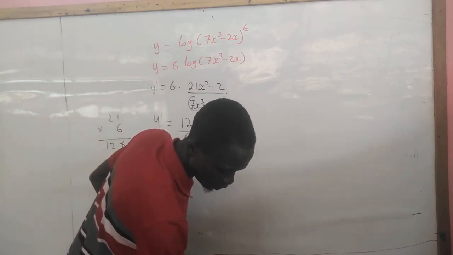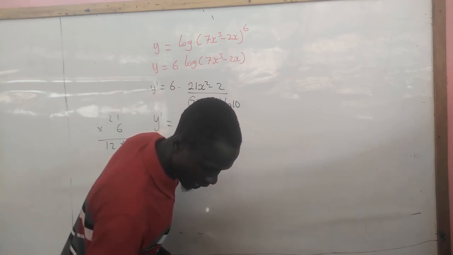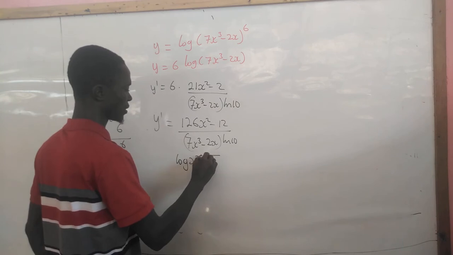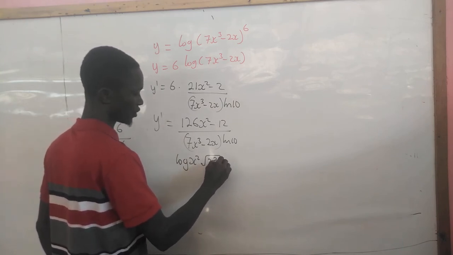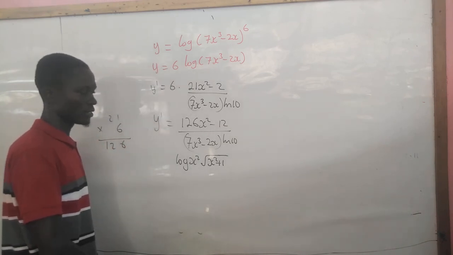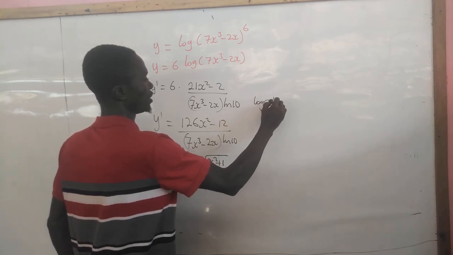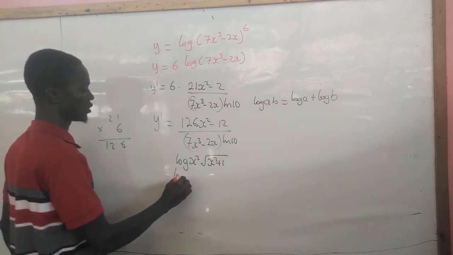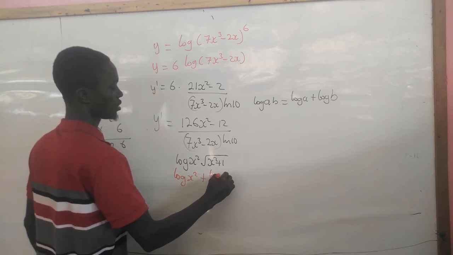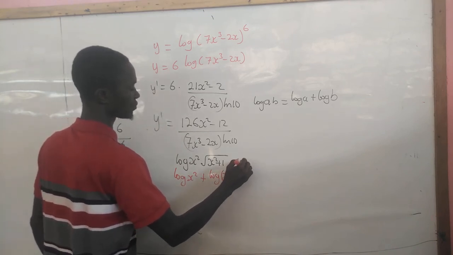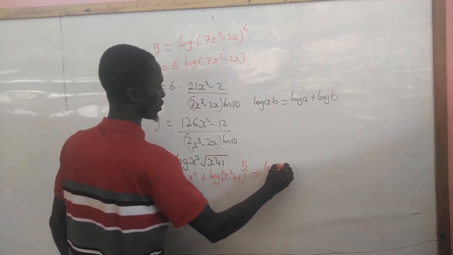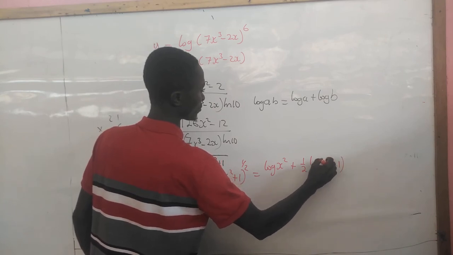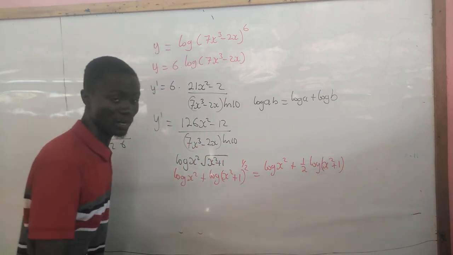Now, what about this one? I have here log of x squared times the square root of x squared plus 1. So here, what do we do? You know that log AB is the same as log A plus log B. So we use that property here. We write this as log x squared plus log of x squared plus 1 to the power half. And this is the same as log x squared plus half log of x squared plus 1. Wow, mathematics is beautiful.